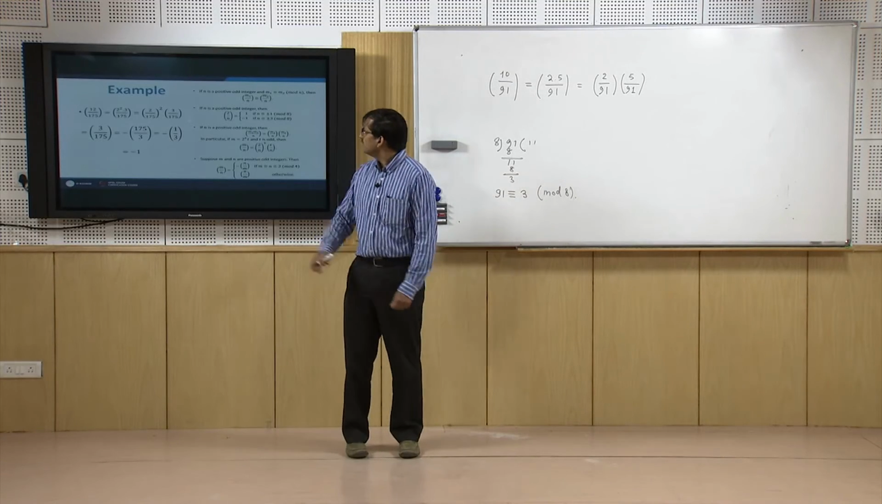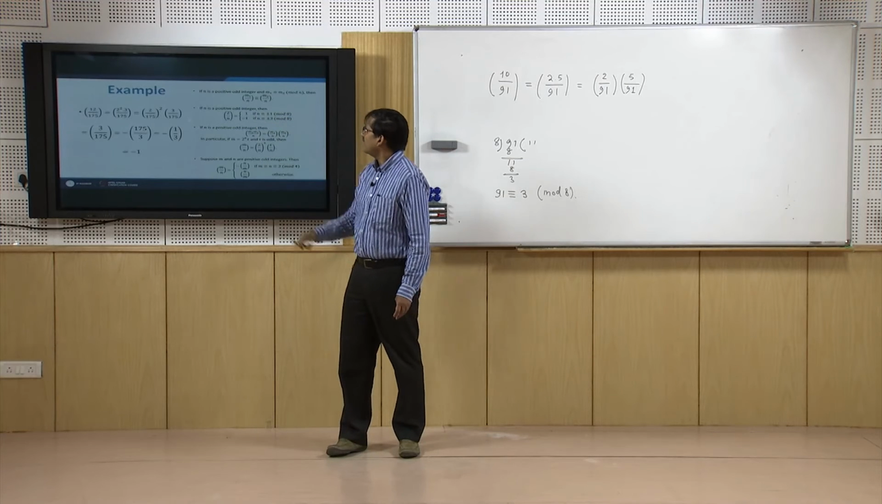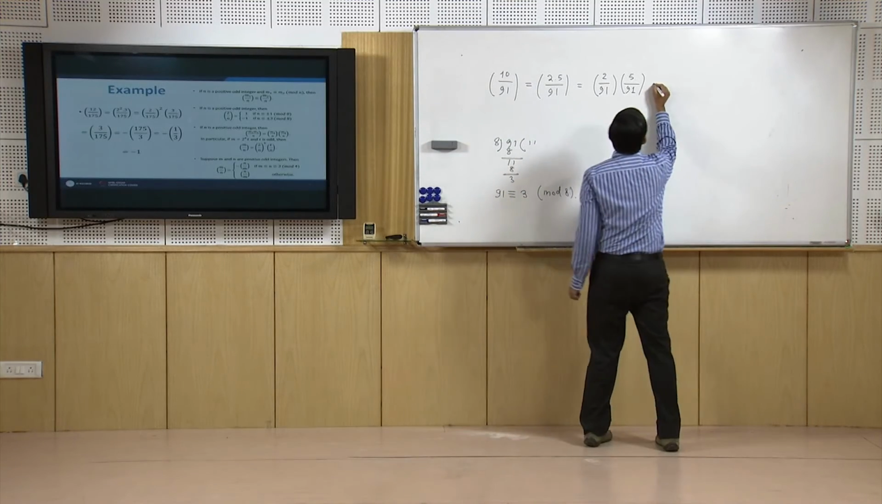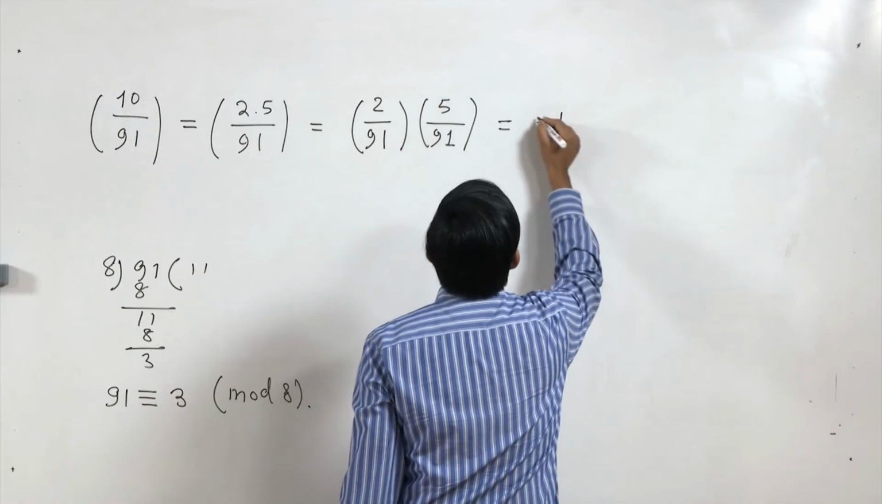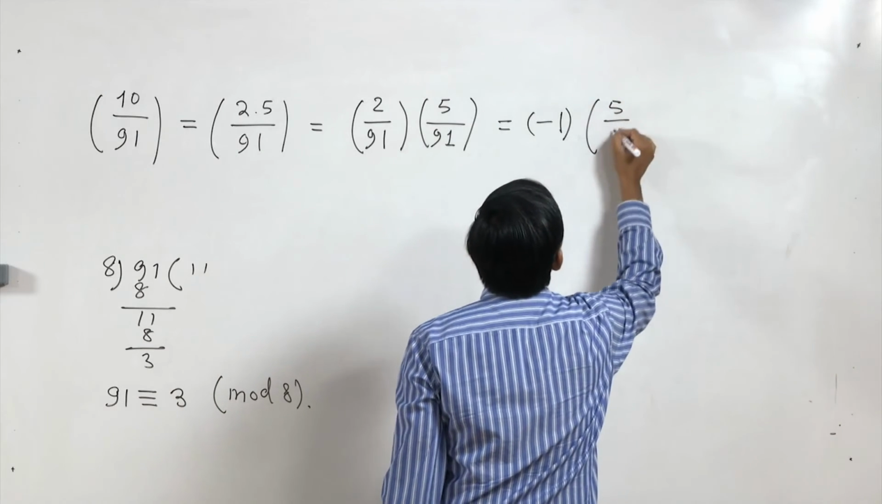Because of this, the second line will be valid. So, I know that the Jacobi symbol of 2 modulo n is -1. So, I will write it over here, and then I have got 5 by 91.